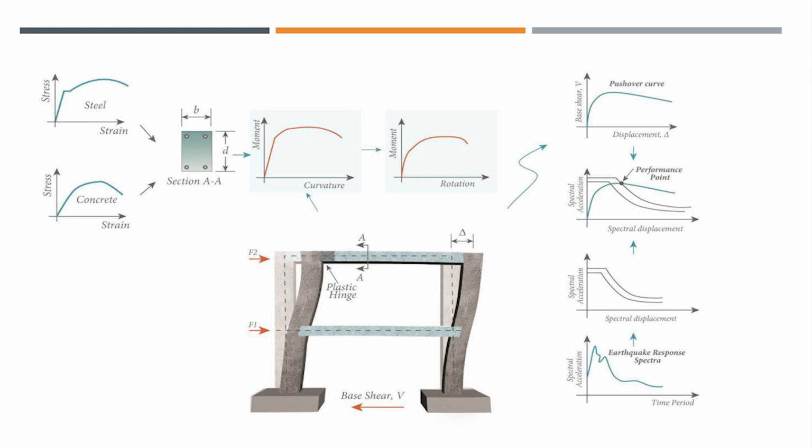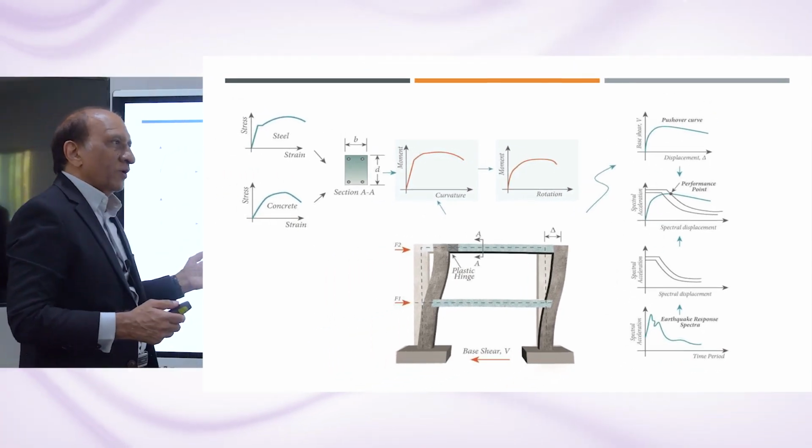We can convert that into an ADR response spectrum. And then from this point, we create a pushover by pushing the structure through loads and doing the nonlinear analysis of those locations, calculating the stiffness from the moment curvature, moment rotation curve, and not from the fixed formula. When we get that pushover curve, we bring and match them together, and we get the performance point. So this is the traditional method of doing performance-based evaluation.